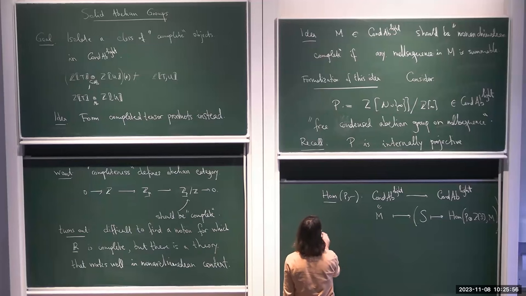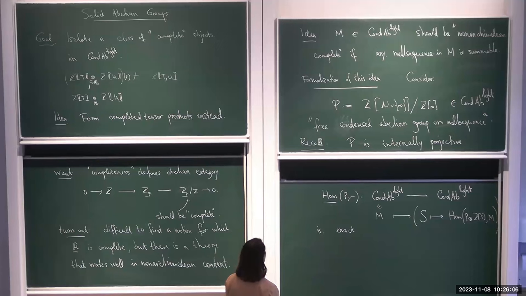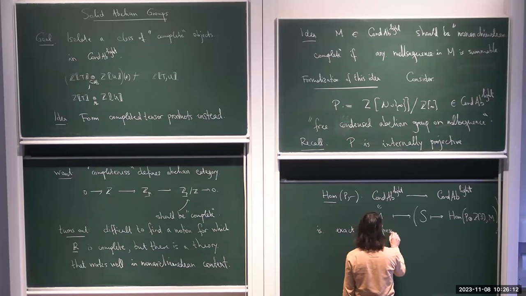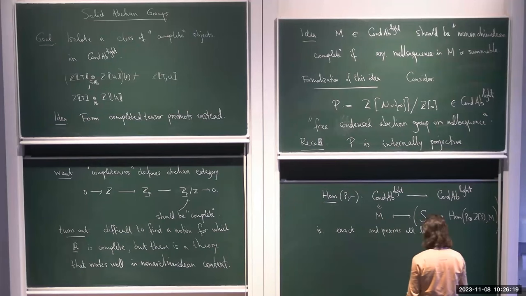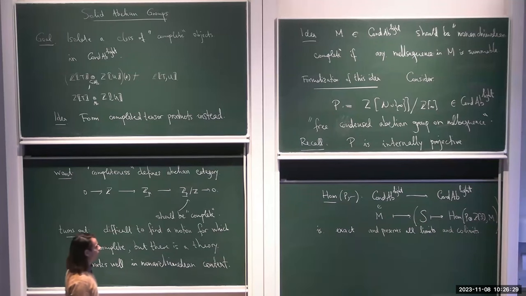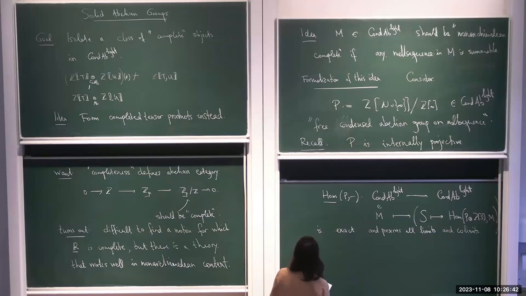And then the thing is that this functor is actually exact. But also it preserves all limits and colimits. Well, it's some kind of right adjoint functor, so definitely it commutes with all limits, but also all colimits, because actually these are compact objects. Right, okay, and okay, so this will become important in a second.